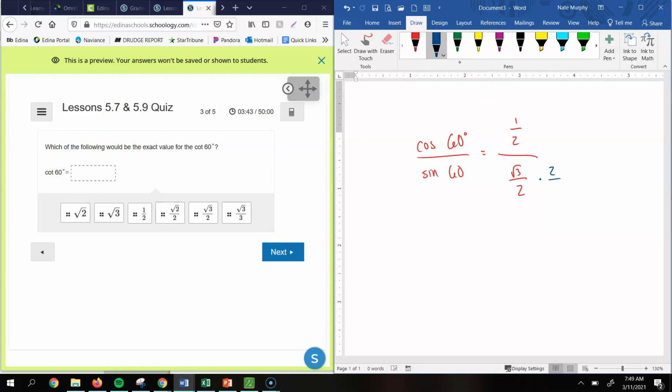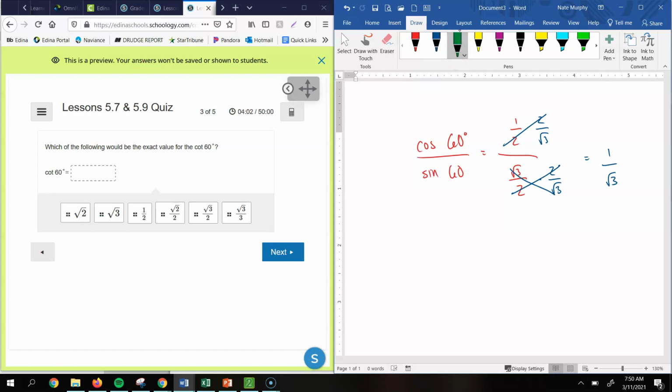So I multiply the top and bottom by the reciprocal of the denominator, which would be 2 over the square root of 3. So these would cancel out, these would cancel out. Now in the numerator, I'm left with 1 over the square root of 3. Well, if you notice, none of those are listed. 1 over the square root of 3 is not the same as just square root of 3.